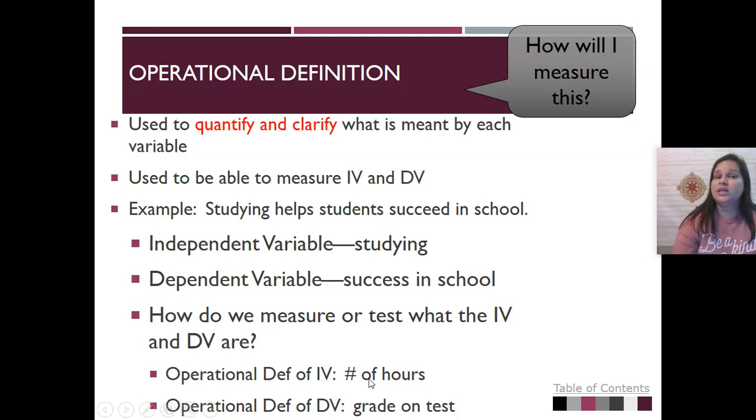We could say how many hours we're studying. We could say attending a study group. We could say completing a review sheet or practicing a Quizlet for 15 minutes. So we want to clarify our independent variable. What do we mean by studying? And then how are we actually going to measure success? We could say the grade on the Chapter 1 test or their GPA at the end of their freshman year. But we want to give an exact way that we're going to quantify our dependent variable.